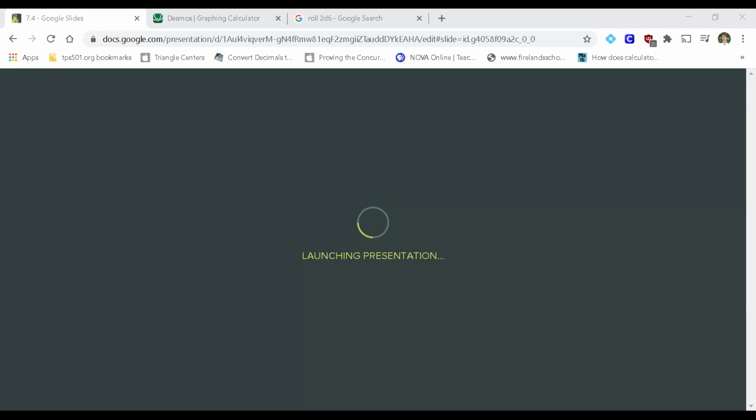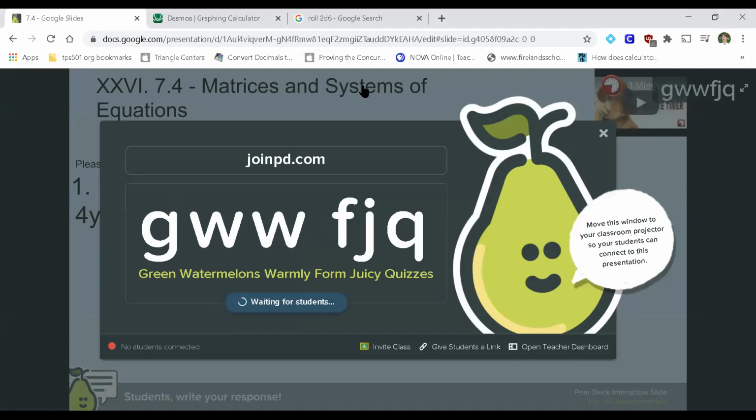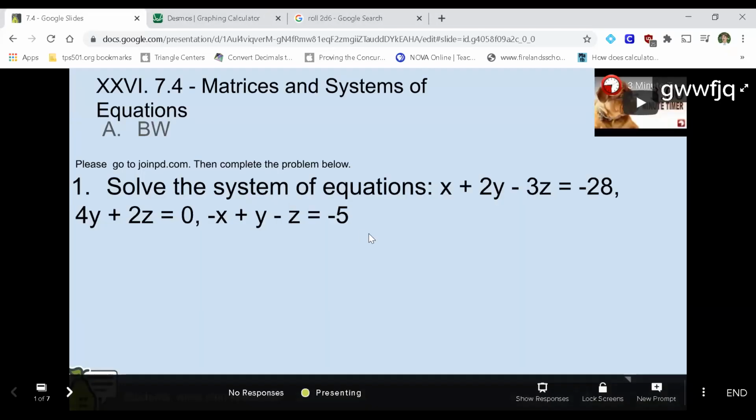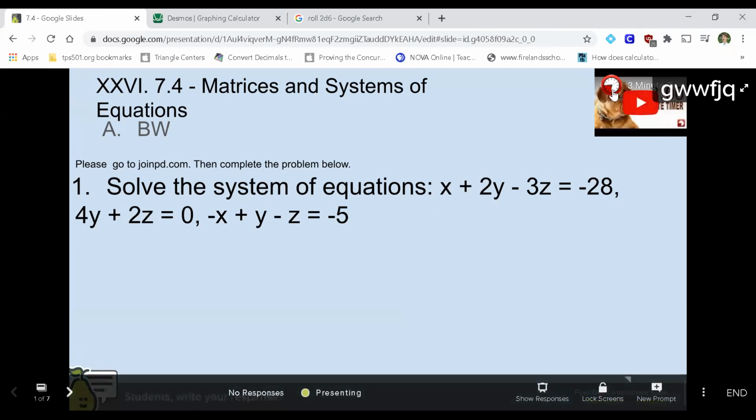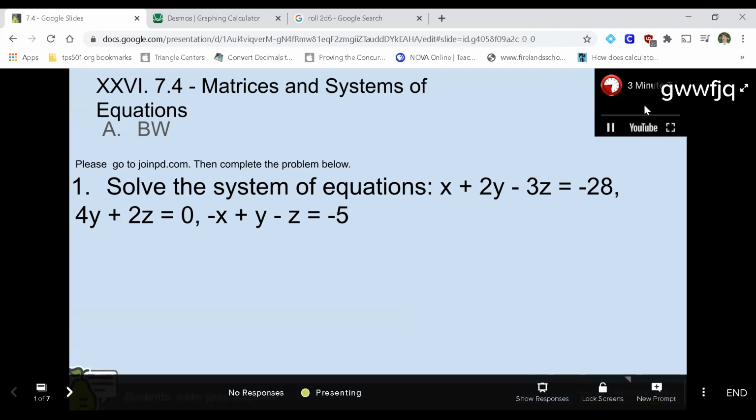For bell work today, you have choices on how you want to do this one. You could solve this system traditionally, or using Cramer's rule and finding your determinants, or using a calculator and doing the inverse matrices. So I'll give you 3 minutes to use whichever method you like, and then we'll go over it.